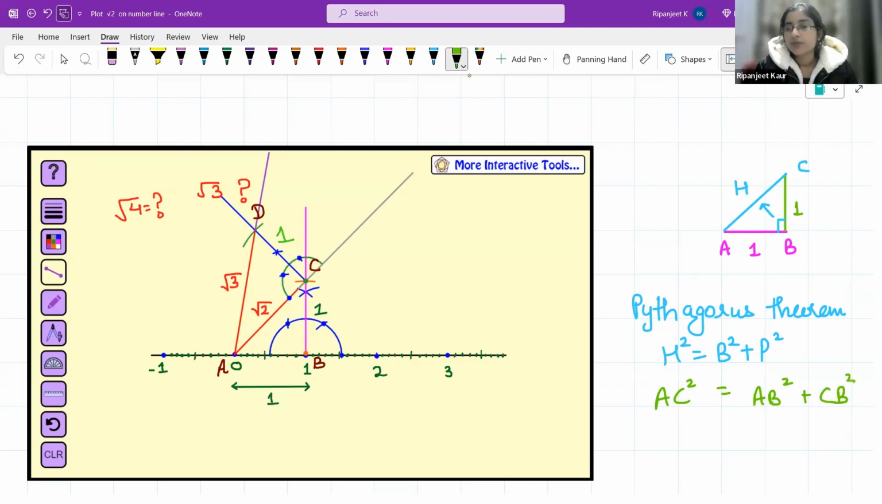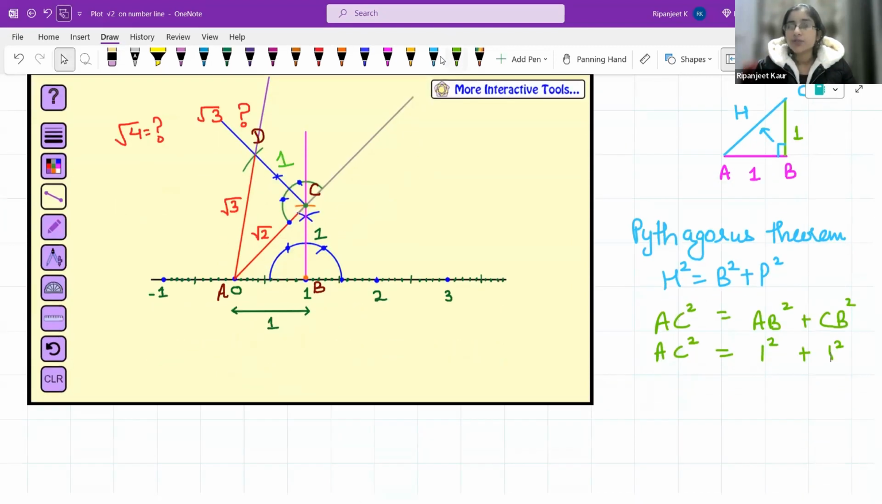This square. Now AC square, which we don't know, equals AB square, which is 1 square, plus CB square, which is again 1 square. And what is 1 square plus 1 square? Yes, 1 square plus 1 square is 1 plus 1. So AC square is equal to 1 plus 1. That means AC square is equal to 2. So how do we find AC?